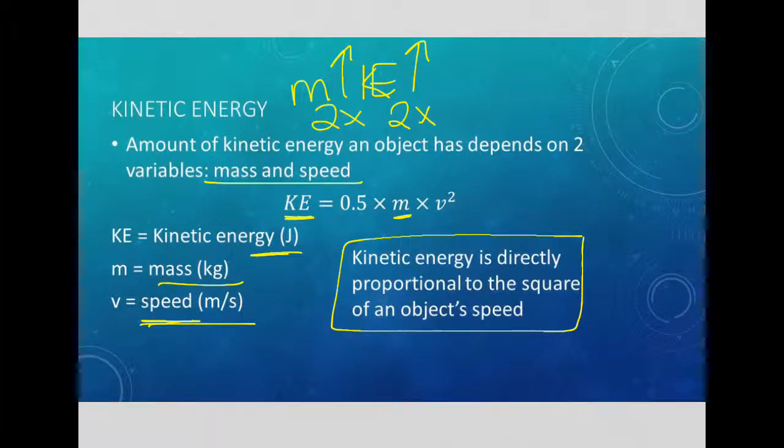On the other hand, if speed goes up 2 times, okay, this is proportional to the square of that speed, and the square of 2 is 4. So kinetic energy will actually go up 4 times if speed goes up 2 times. Similarly, if velocity goes up 3 times, kinetic energy will go up 9 times, whatever the square is of that speed. Something for sure to think about.